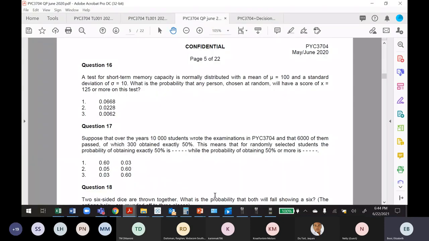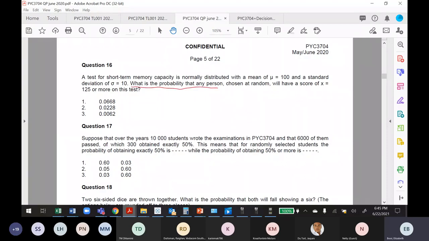Okay. So this question is asking, will a score of X equals 125 or more? This is a question that you need to solve using the Z score. Not the one with the standard error, the normal Z score, and go and use a table to find the probability, because that's what we want.